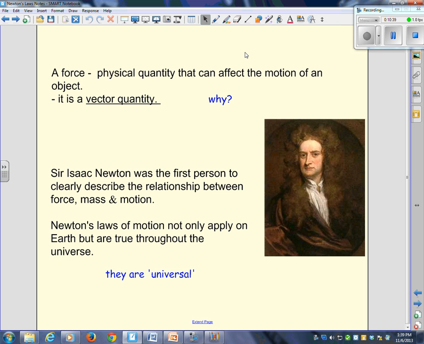Okay. Sir Isaac Newton was the first person to clearly describe the relationship between force, mass, and motion. So he was sort of the first guy to really do some motion studies. I think he was born the same year that Galileo died, am I right? Newton's laws of motion not only apply on Earth, but they are true throughout the universe, so we call them universal. Do you need to know that? No, just throwing some information there. Anything up there that you really need to write down? No, I don't think so.